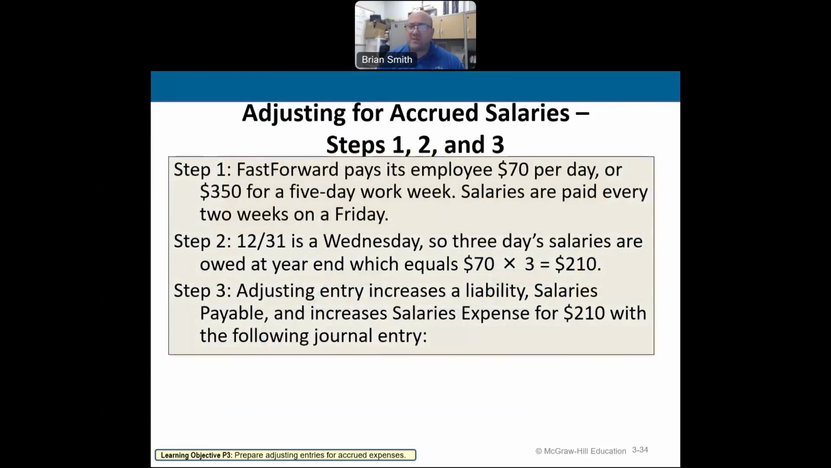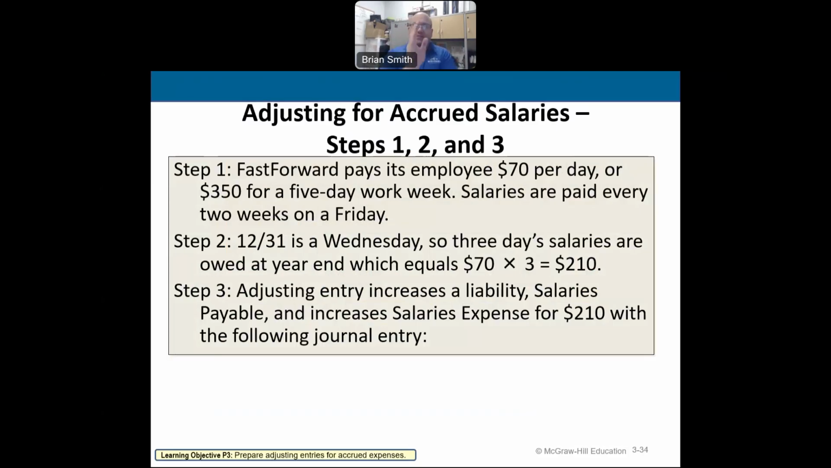Fast Forward pays its employees $70 per day or $350 for a 5-day work week. Salaries are paid every 2 weeks on Friday. Pretty normal, right? So let's say there's one employee, because we're going to take $70. December 31st is a Wednesday. So we have Monday, Tuesday, Wednesday, assuming it's a 5-day work week, Monday through Friday. This one employee worked Monday, Tuesday, Wednesday. So it's $70 per day, and we're going to multiply that by 3.